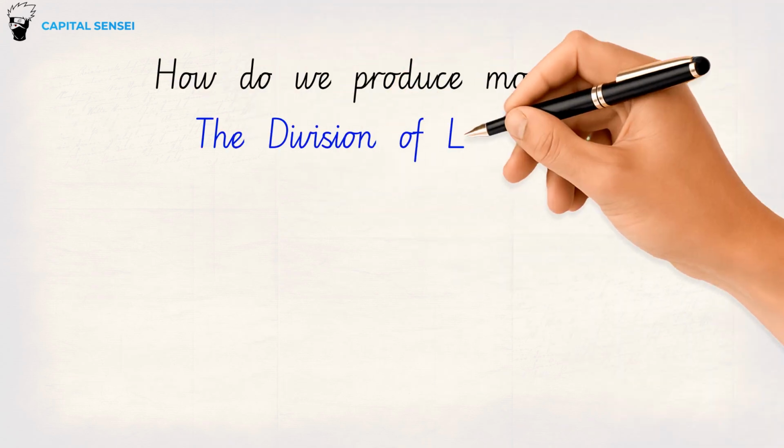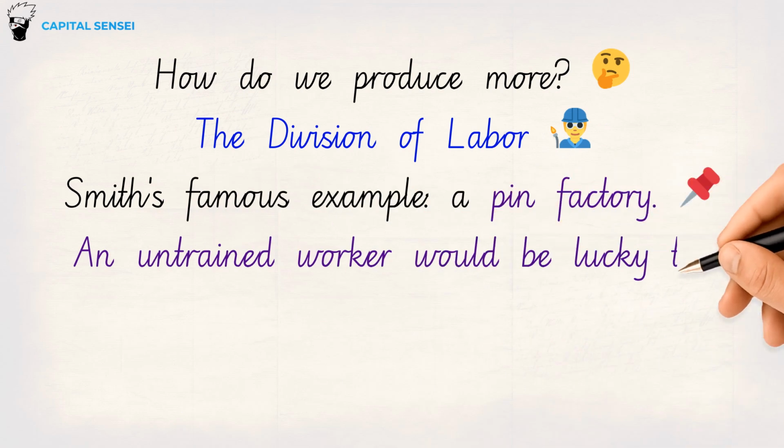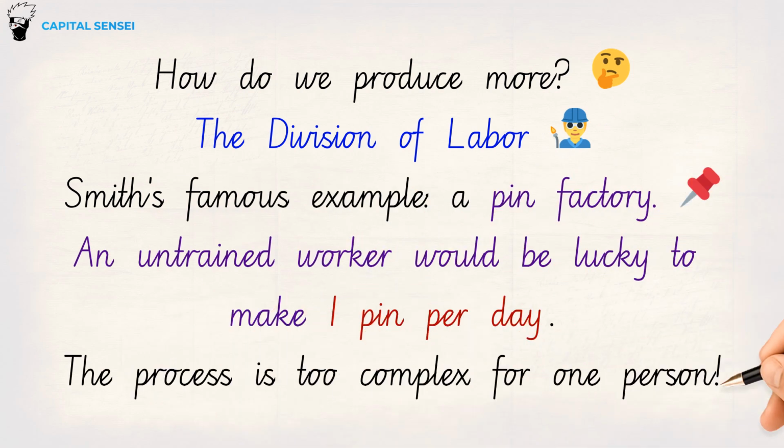So if wealth is about production, the next logical question is, how do we produce more? This brings us to the very first and perhaps most famous idea in the book, the division of labor. Smith starts with a simple, brilliant example, a pin factory. He observes that one single untrained worker trying to make a pin from scratch would be lucky to produce even one pin in a whole day. There are so many steps: drawing out the wire, straightening it, cutting it, pointing it, grinding the top for the head, making the head, putting the head on, and then packaging the pin. It's a lot for one person.